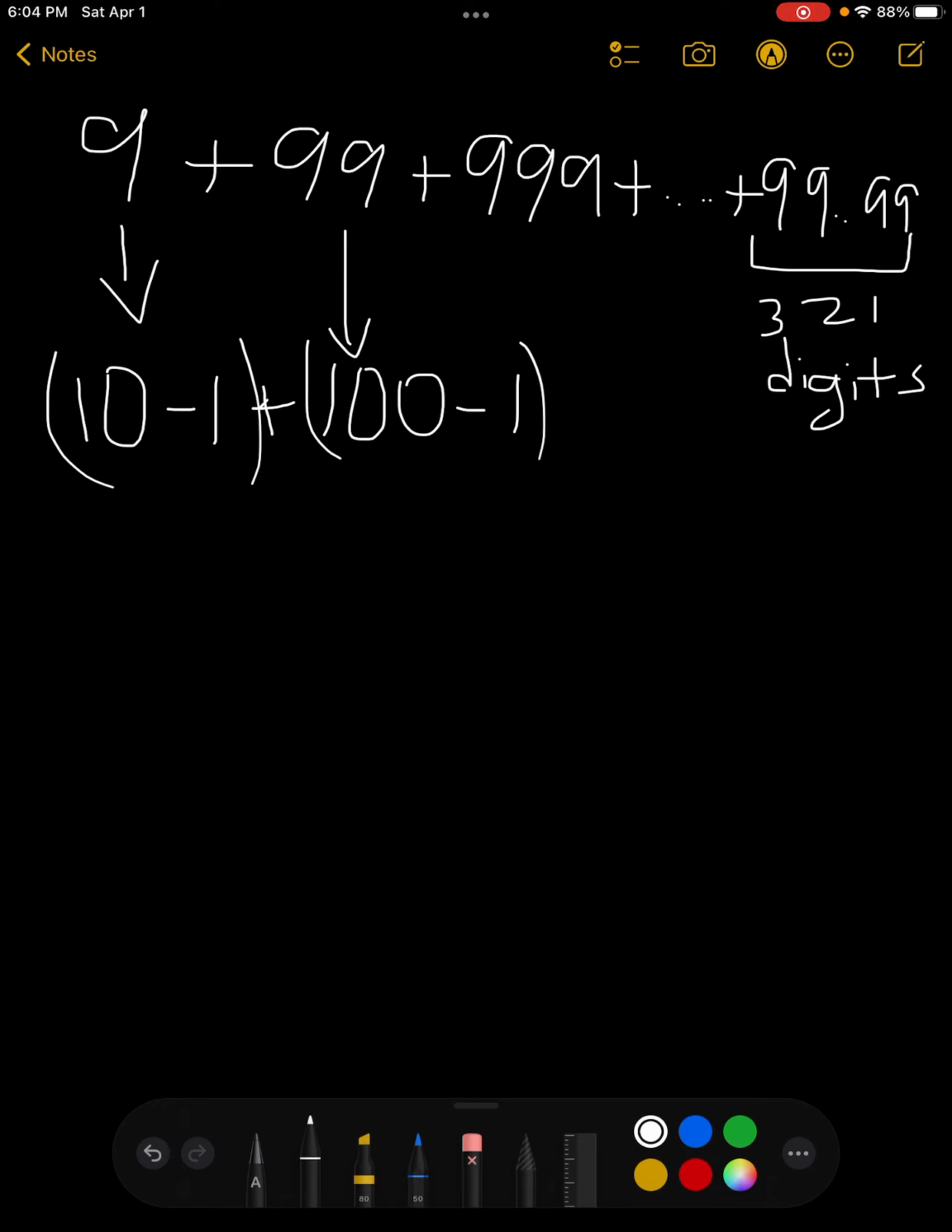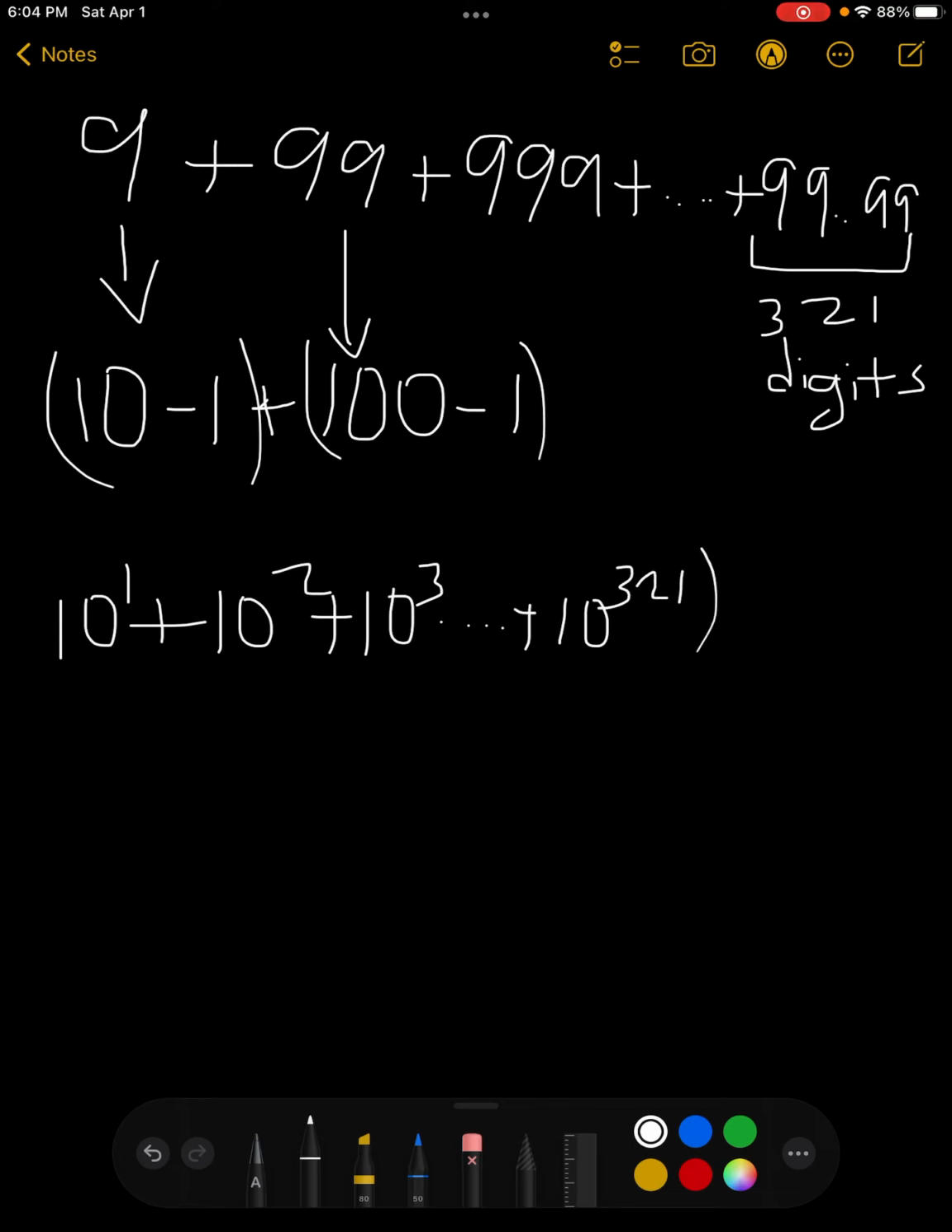So we can represent the sum of the sequence as 10 to the first plus 10 squared plus 10 cubed all the way up to 10 to the 321st power, and minus the number of terms that are in the sequence, because we're only subtracting 1 from each term. So since there's 321 terms in the sequence, we just subtract 321, right?